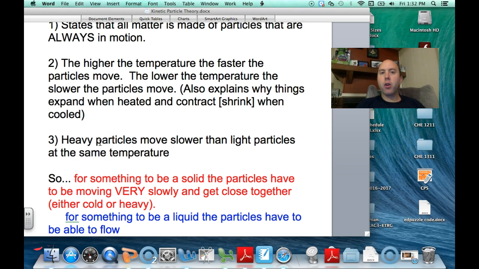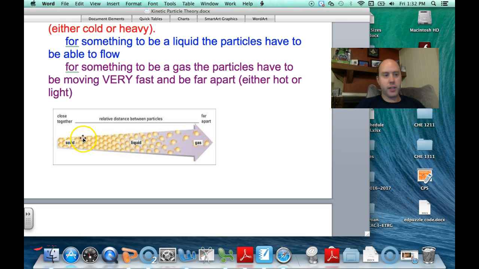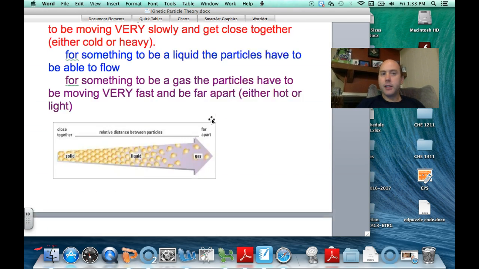Three. Heavy particles move slower than lighter particles when the two particles are at the same temperature. Okay, and you can see here another little visualization. In a solid, the particles are very close together because either A, the particles are cold, or the particles are very heavy. And then, as those particles either become lighter or become heated up, they'll start to move farther and farther apart because they're moving faster and faster, and it turns into a liquid. And again, as they become lighter, or they get much hotter, they move even farther apart, so that attraction is much weaker, and it becomes a gas. And that's it for kinetic particle theory.